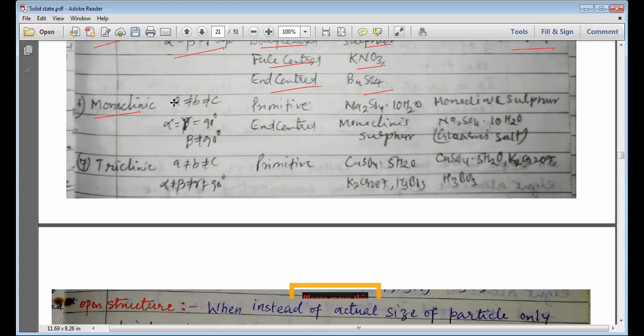Then we have the monoclinic, where you have a not equal to b not equal to c, and here you have alpha equal to gamma equal to 90 degree, but beta is not equal to 90 degree.